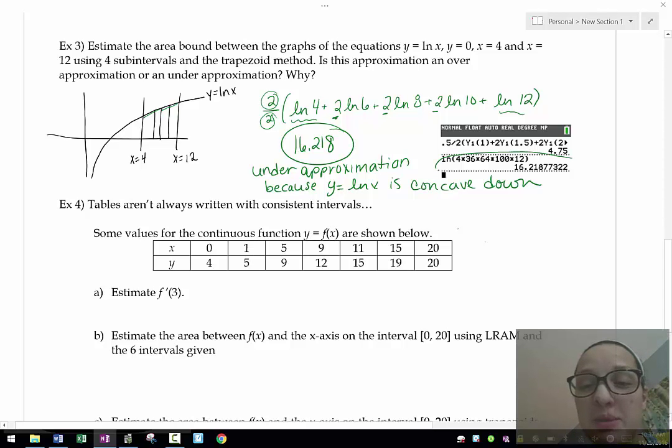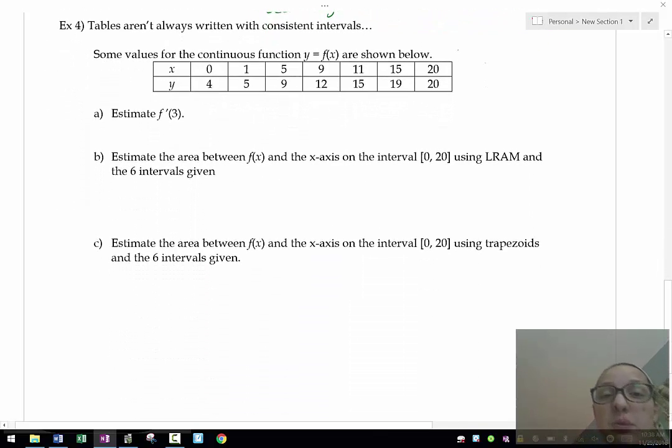And then I got really fancy when I typed it into my calculator because I wanted to. But you don't have to do that. And I used some log laws there, but basically I ended up with an answer of 16.218, and ln is concave down, making trapezoids an under approximation. And there you go. Now, one of the things we haven't seen yet is tables aren't really written with consistent intervals every time. Sometimes they are, but not always. So let's see what happens here.